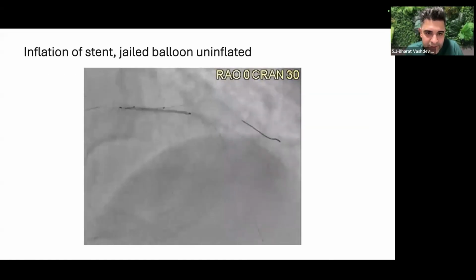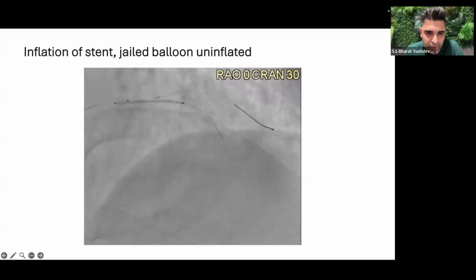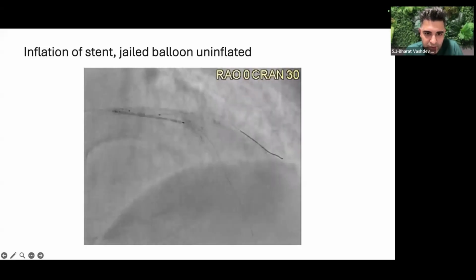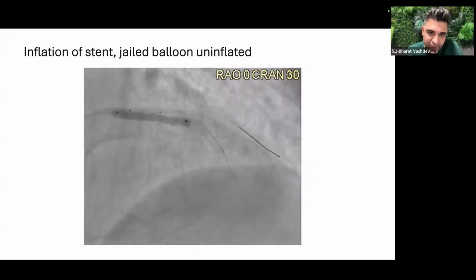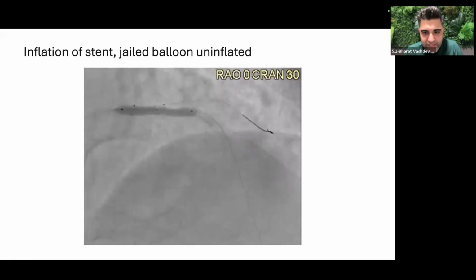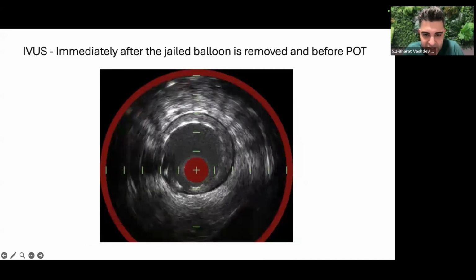And then deploying. This drags a little bit. But you basically then leave the gel balloon there across the ostium and you deploy the stent. And this is the IVUS after the gel balloon.